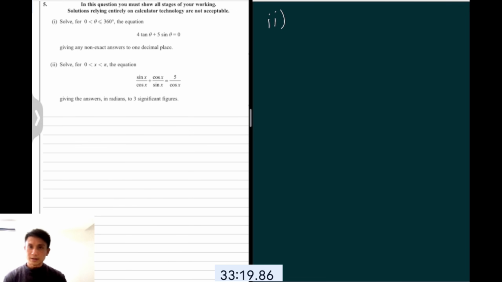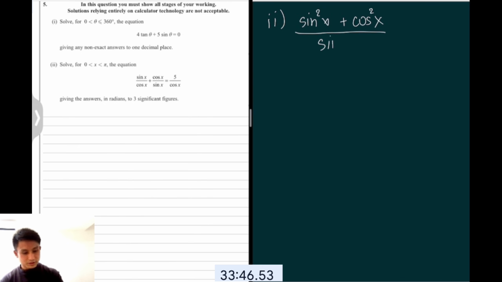Part II. Solve for 0 < x < pi the equation. Well, my instinct tells me that I should cross multiply to see what happens. I don't know what's going to happen. But it feels like if we cross multiply here, you're going to get the identity on top, and this is just sin x cos x equals 5 over cos x, right?